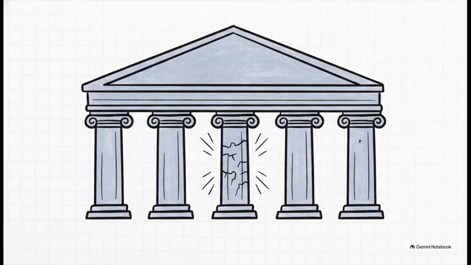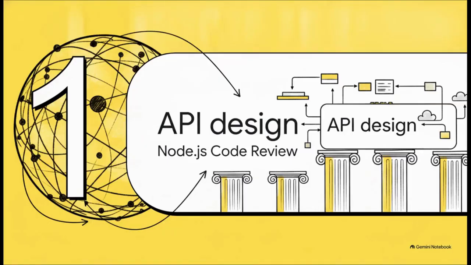Our source material points to these 5 specific areas because they literally represent the dividing line between a fragile prototype and a battle-tested, production-ready application. So let's start from the very outside, looking at the macro view. Pillar number 1, architecting API design.